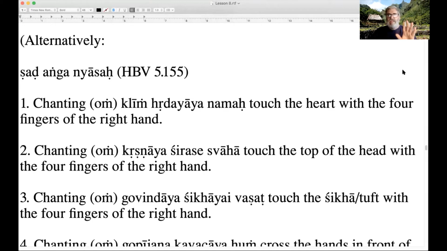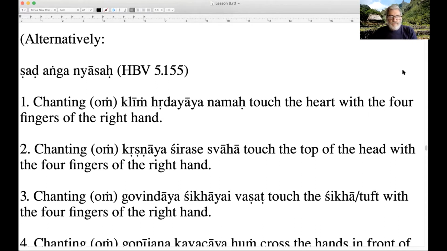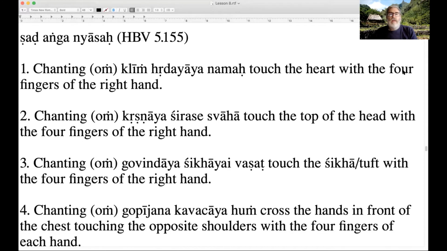So the 6 sections would be separating the Klim from Krishnaya. So we would have Klim, Krishnaya, Govindaya, Gopijana, Vallabhaya, and Swaha. That would be the 6 things. So now we're going to do the Anganyasa, the upper limbs of the body, in 6 places instead of previously only 5. This is an alternate method given in Hari Bhakti Vilas, text 155 of the 5th chapter.